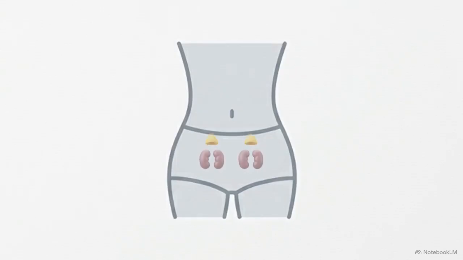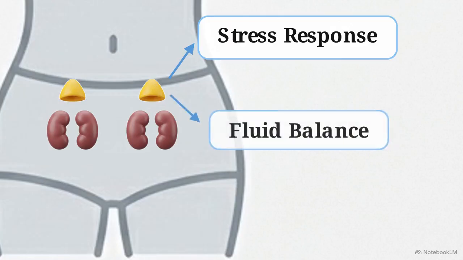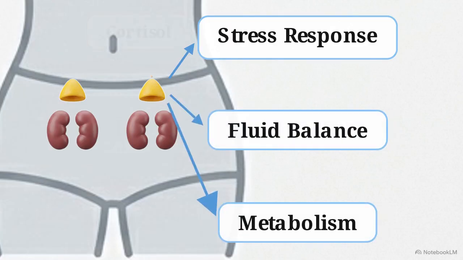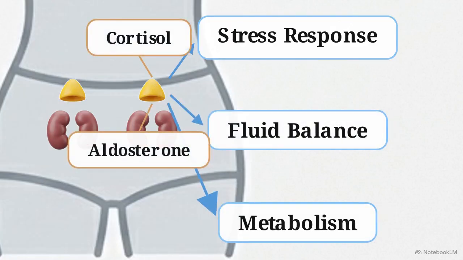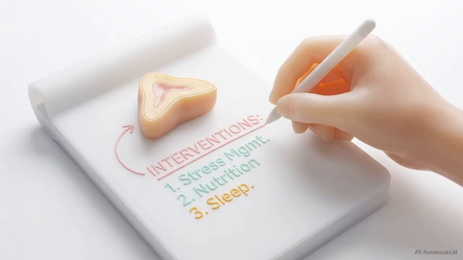To safely manage these patients, you have to look at the hormonal axis centered in the adrenal cortex. This gland regulates the body's stress responses, fluid balance, and metabolism through the release of cortisol and aldosterone. Once you stop trying to memorize symptoms and start understanding the underlying hormonal drivers, the correct clinical interventions follow logically.